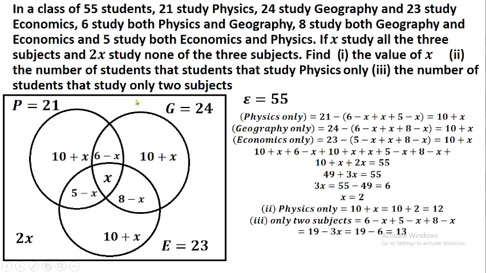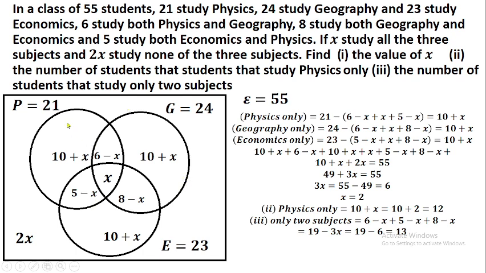So now, we are told that 2x study none of the 3 subjects. That means there are some people that are idle that did not do all the 3 subjects, and they call it 2x. So that means you have 2x inside the box, outside the circles. Then we need to get physics only, geography only, and economics only to complete the Venn diagram. Then how do we do that?